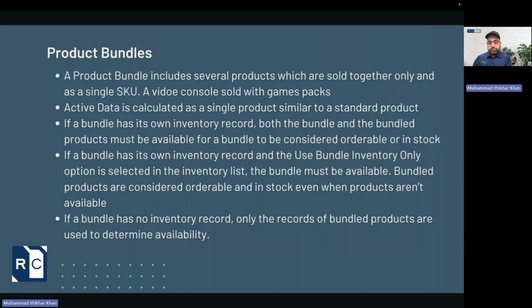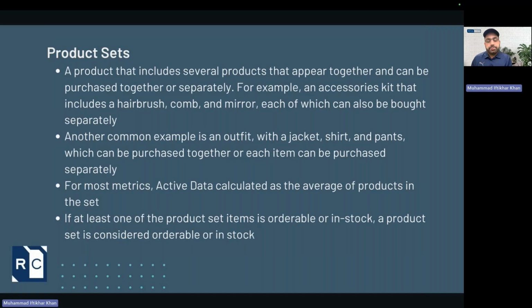Let's move to the next one, which is our final topic for today, product sets. The product set is very similar to the product bundle, but it's different in the sense that when you create a product set, the customer has the option to order an individual product from the set as well. While in the bundle, you cannot buy an individual bundled product from the bundle, from the set the customer can buy the individual product of that set. And also the customer has the option to buy the set as a whole.